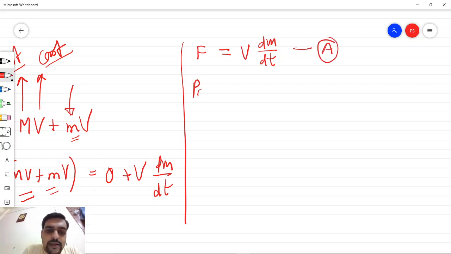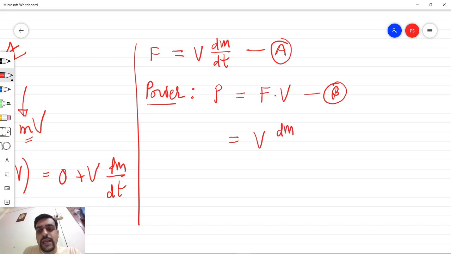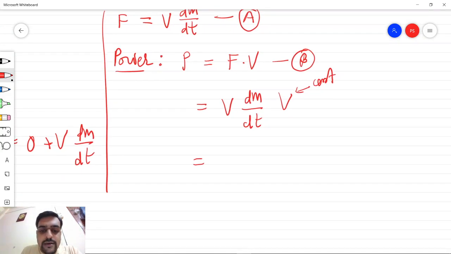Now we will calculate the power required to keep this system moving. By definition, the power P is equal to force into velocity. So this is the definition of power. If we use equation A here, we get v into v dm by dt. Remember that this velocity v is constant, so it can be adjusted anywhere inside this d by dt term. So we get it equal to d by dt of mv squared.